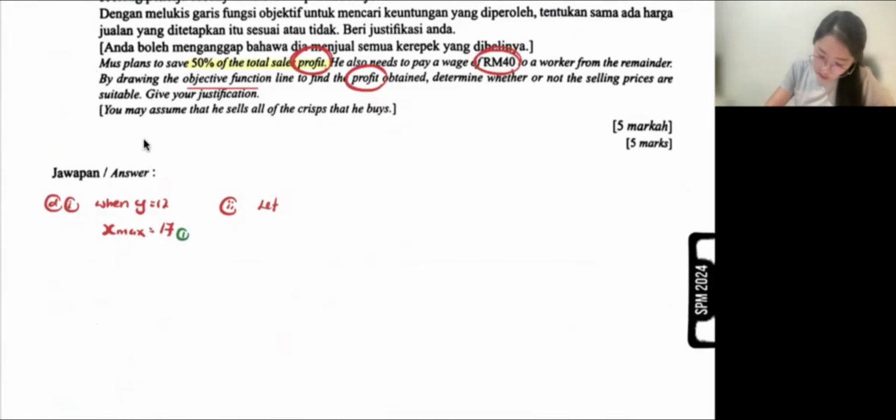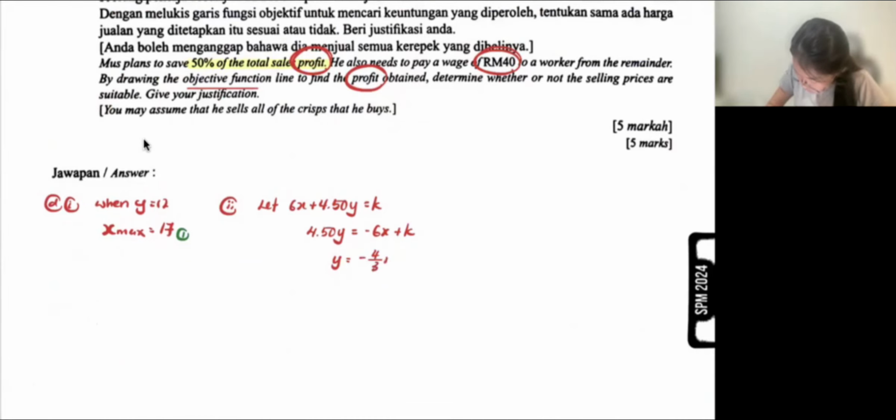So 6x plus 4.50y equals, I don't know what's the profit, so I label k first, objective function. Then after that, 4.50y equals negative 6x plus k. Rearrange back to y equals mx plus c. So for 4.5, move over, you divide. So this gives you negative 4 over 3x plus k over 4.5.